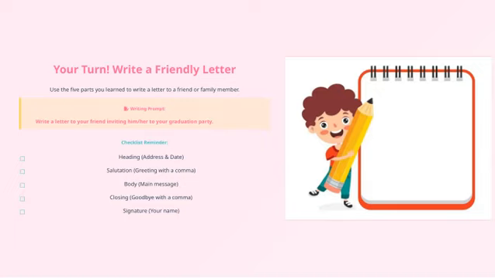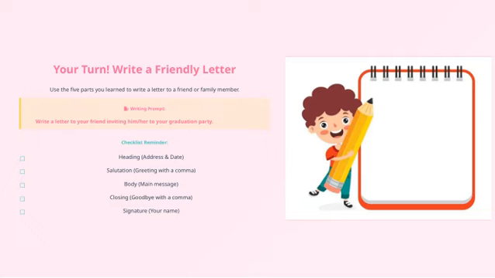We're going to practice writing a friendly letter. Remember, you'll use the 5 parts we've discussed to make your letter clear and friendly. First, you want to include a heading, which is the address and date. Then, a greeting or salutation with a comma. Next, the body of your letter, where you'll share your main message. After that, a closing, like saying goodbye with a comma. And finally, your signature with your name.